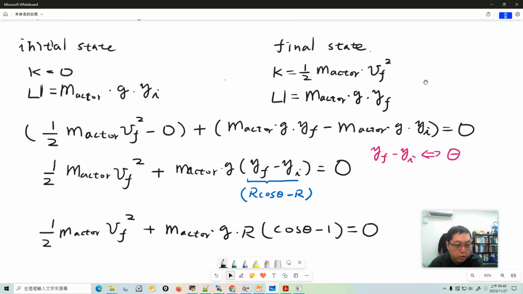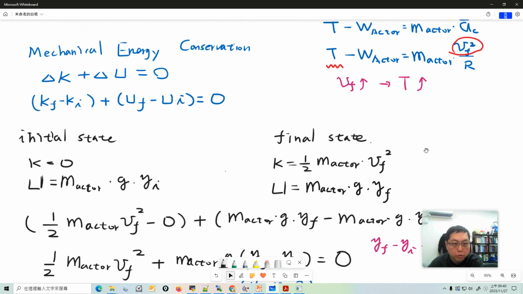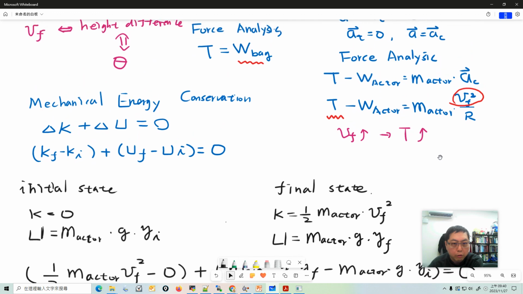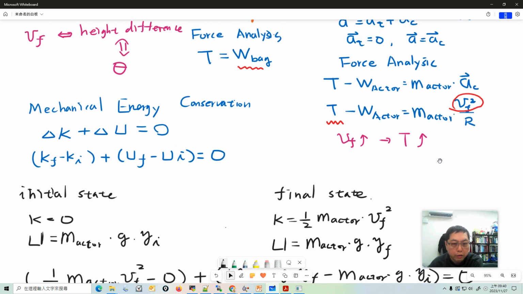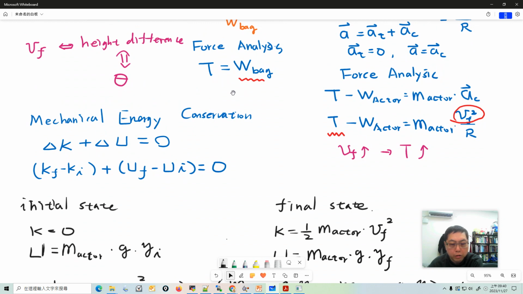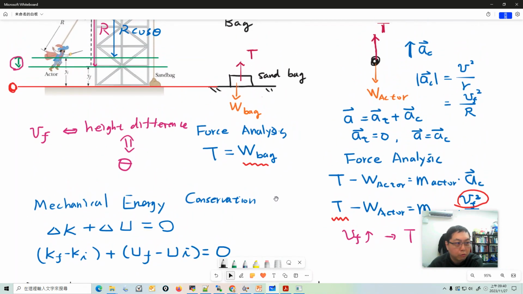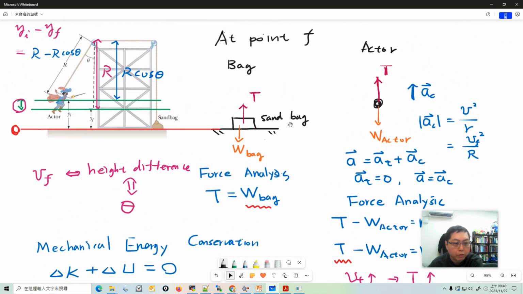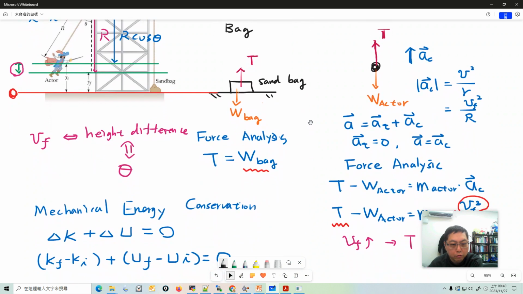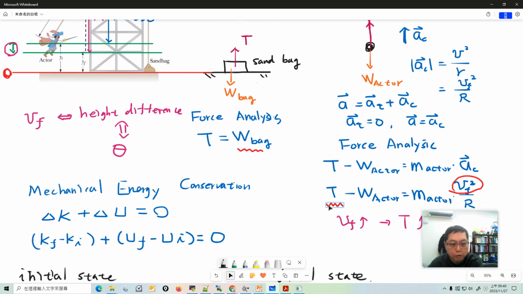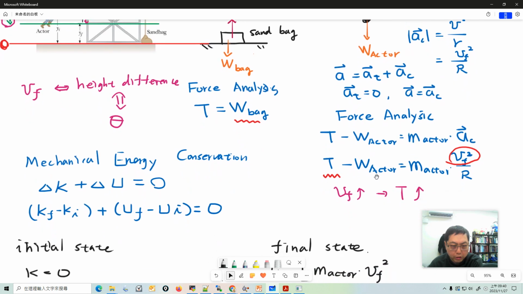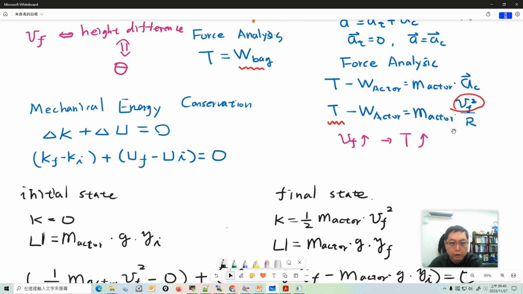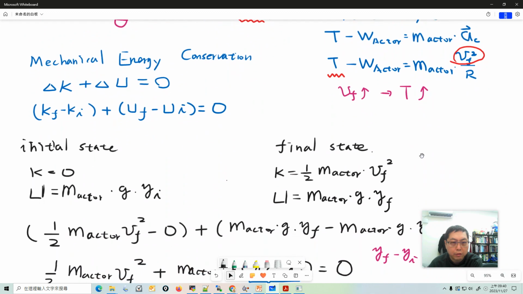So next step, what are we trying to do? We want to find out the T, because T is the information we really want, because T can determine whether we can pull the sand back up or not. Also, previously we know T has a relationship with the vf square. Let me write down the information here: T equal to m actor R squared plus W actor m actor g.